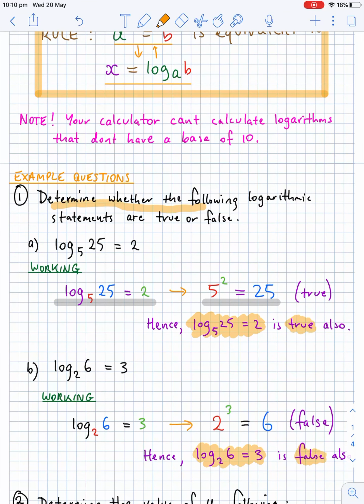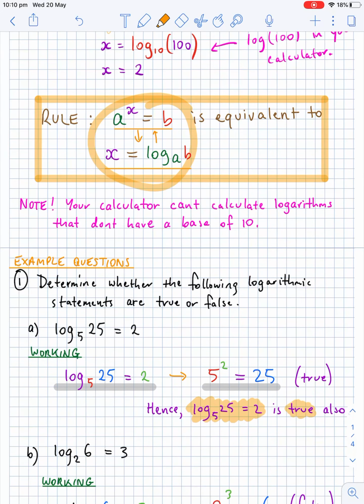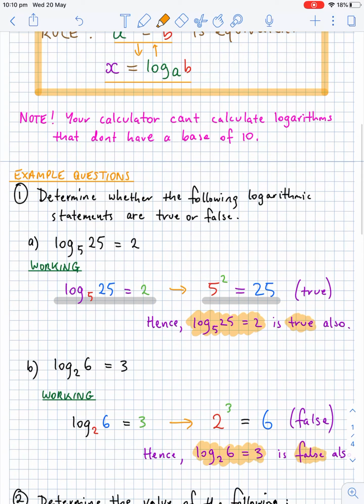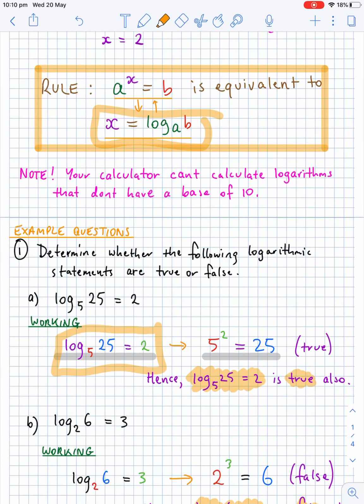Determine whether the following logarithmic statements are true or false. So here, the first one they've given you is this one here. We've got to think, is this true or false? The way to do this one is to apply this rule, that is equivalent to that. So we think to ourselves, well, they've given us this statement. So it's like they've given us this part here. We need to be able to work backwards to make sure this is true or false.